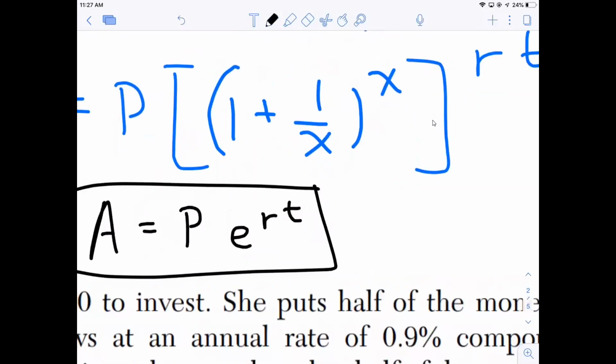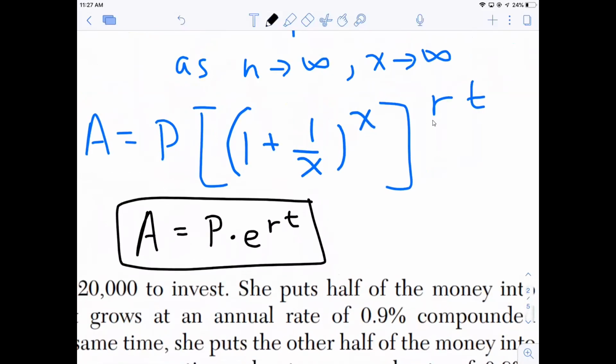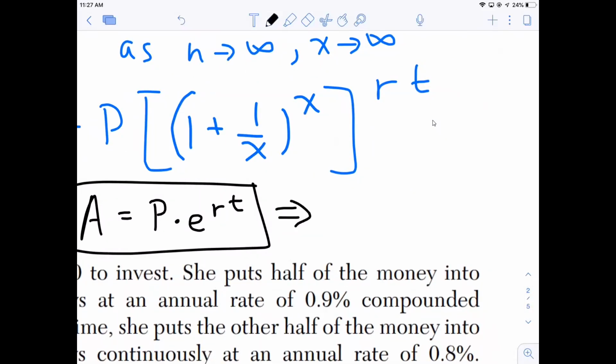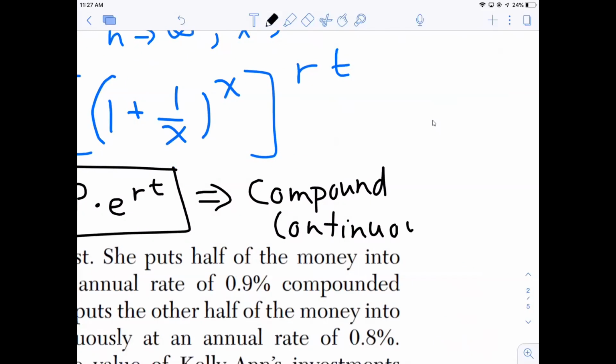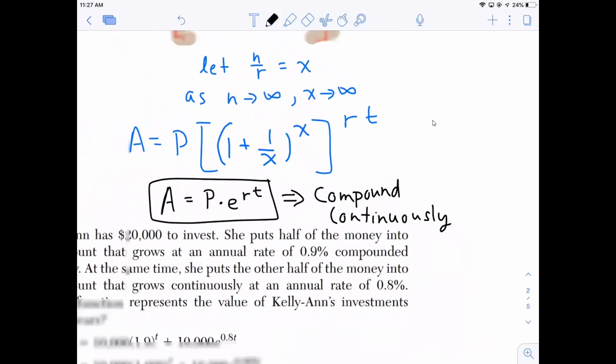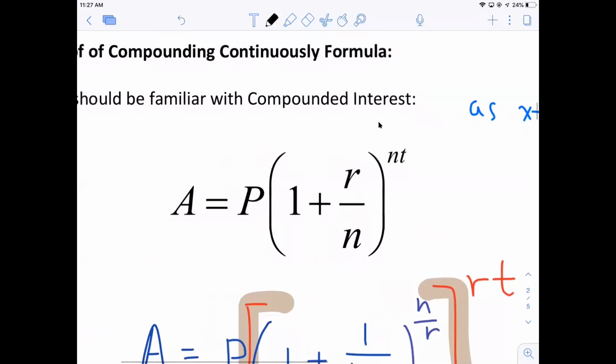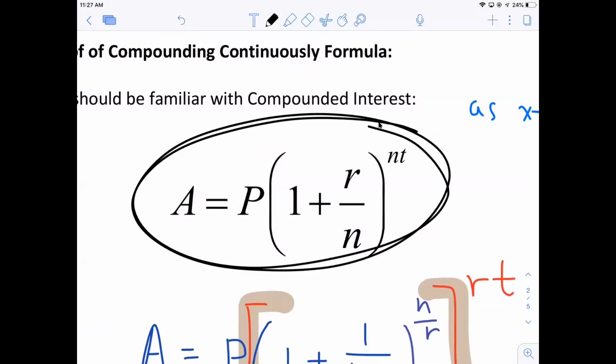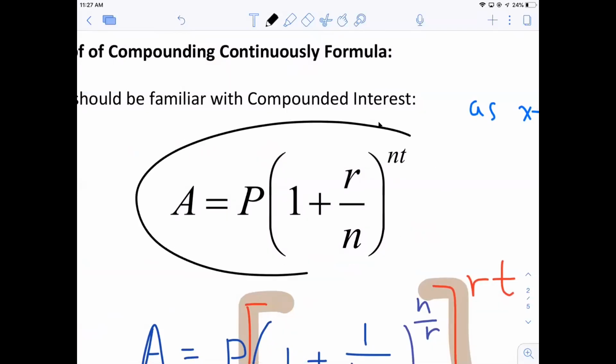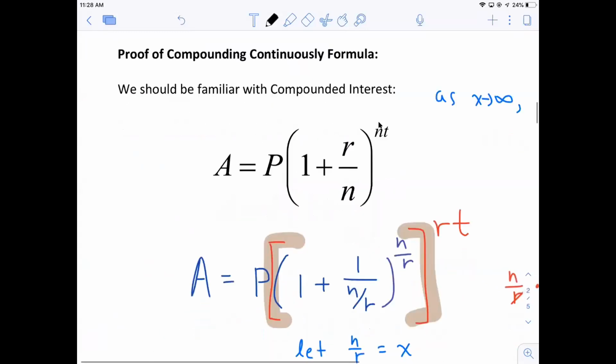And it's a very cute formula. It's PERT. A equals PERT. And this is what we get when we compound continuously. PERT, PERT, PERT. Very easy to remember. It's not on your reference sheet, but you do need to know this formula. And also, by the way, this is also not on your reference sheet, so you should also know this. They sometimes give it to you in the problem if you need to use it, but you should know it.